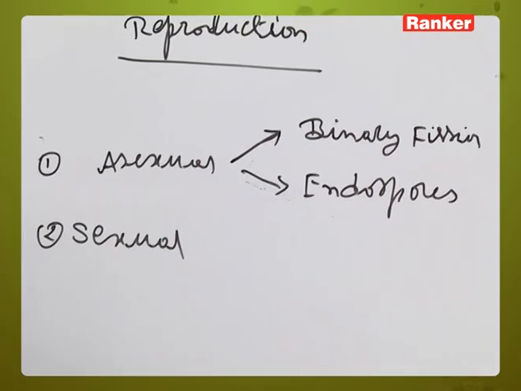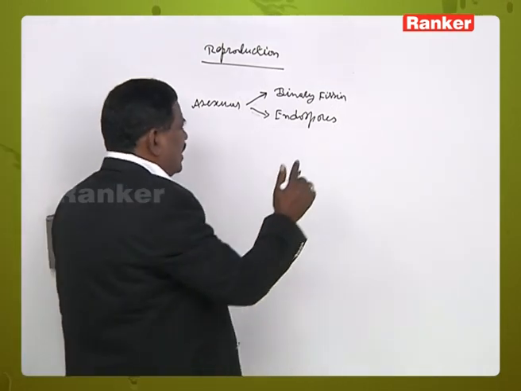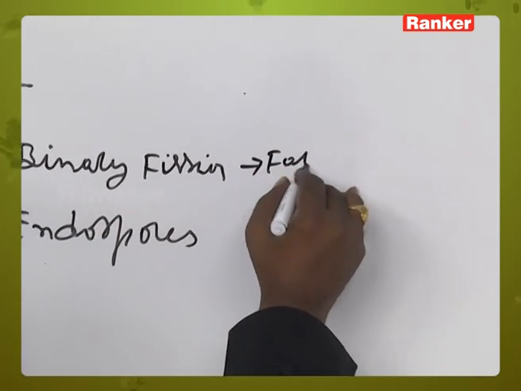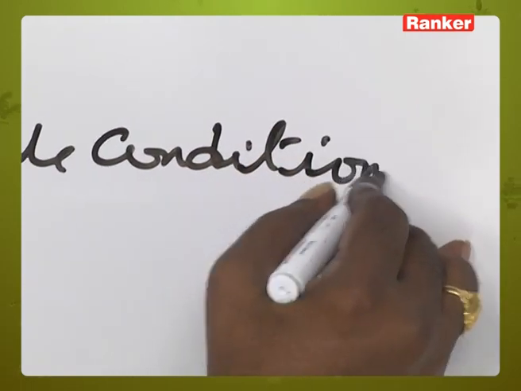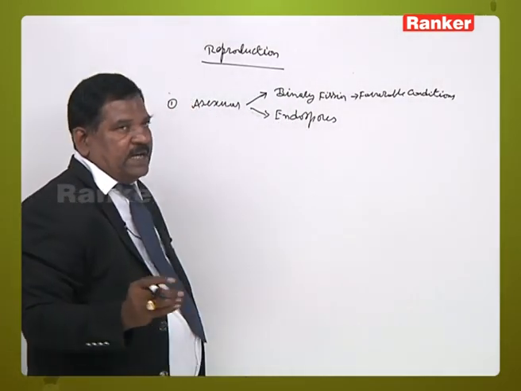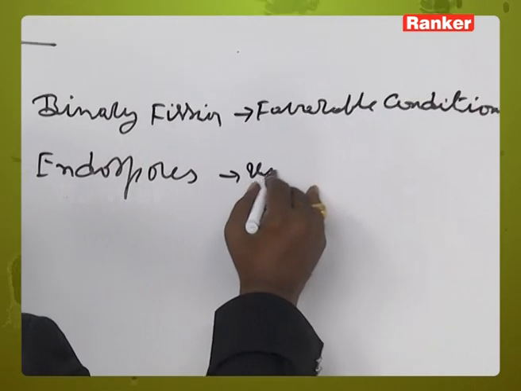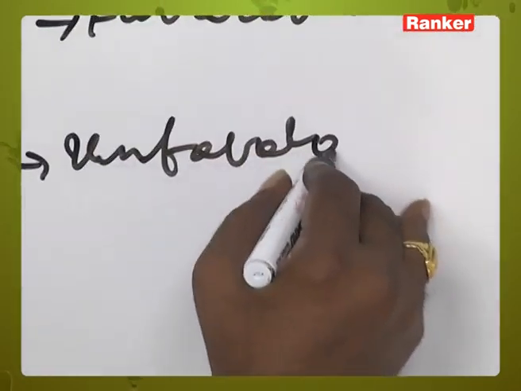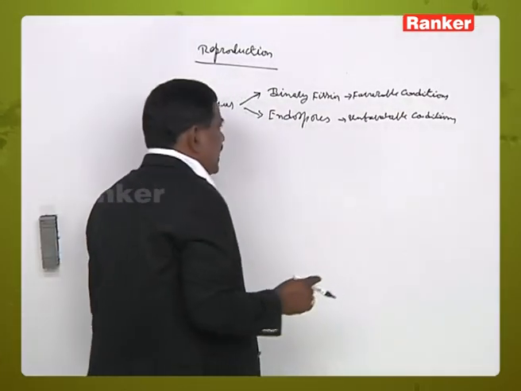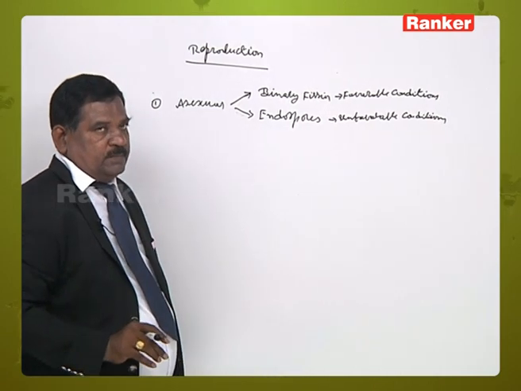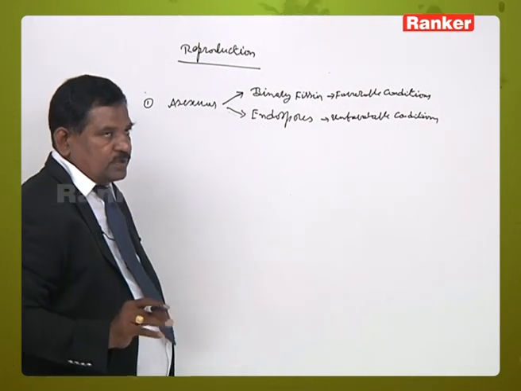First one, asexual reproduction. Asexual reproduction is shown by bacterium in favorable conditions. Bacterium reproduce by binary fission. In unfavorable conditions, some bacteria reproduce by endospores. So, favorable conditions, binary fission; unfavorable conditions, endospores.